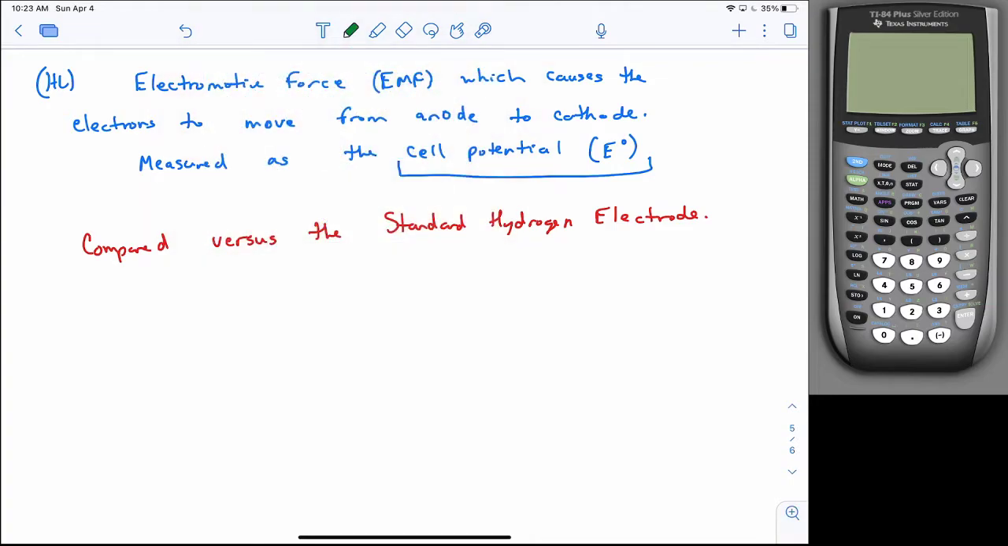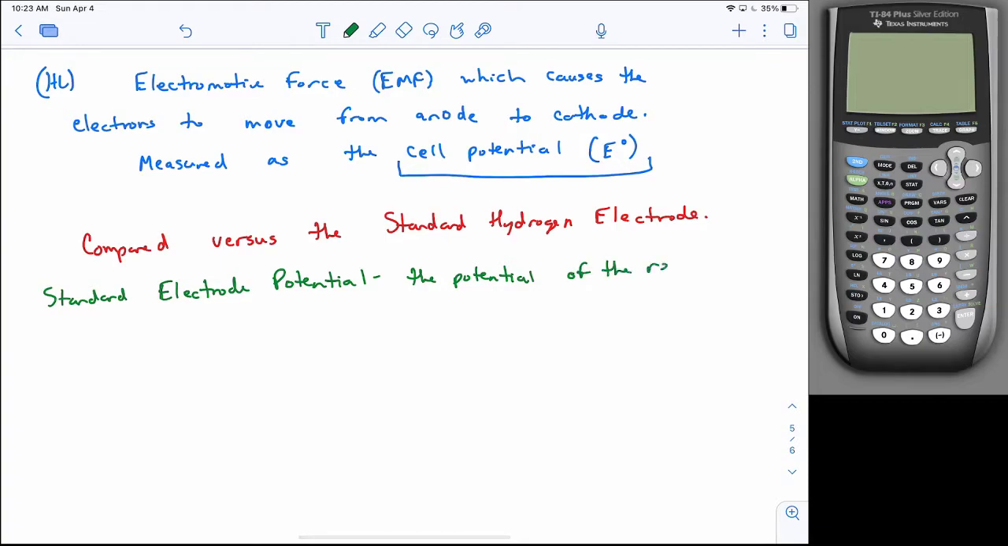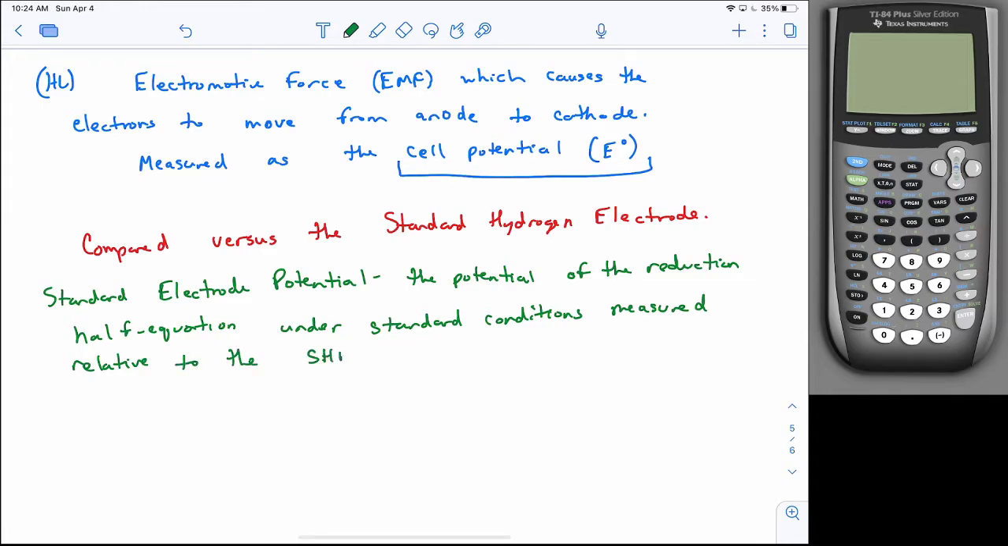And let me write the definition here, because this is a definition you may need to know. The standard electrode potential, which is what's given to you in your data booklet in table 24, is defined as the potential of the reduction half equation under standard conditions measured relative to the SHE, or the standard hydrogen electrode. So all these values that are given to you in your data booklet are the values that you get when you plug that half cell in and connect it to a standard hydrogen electrode.